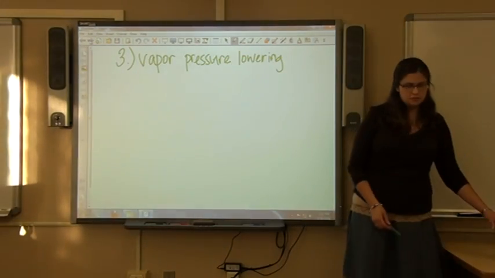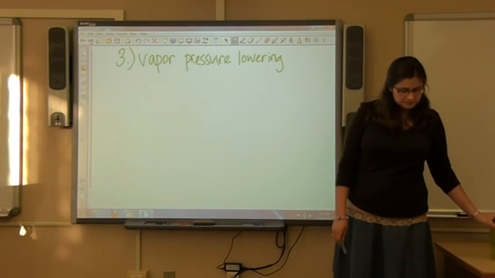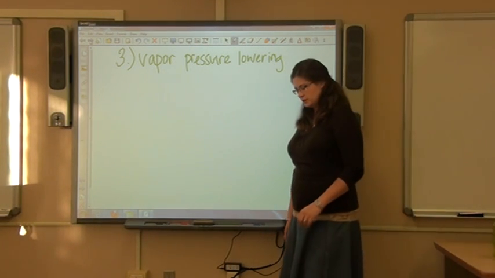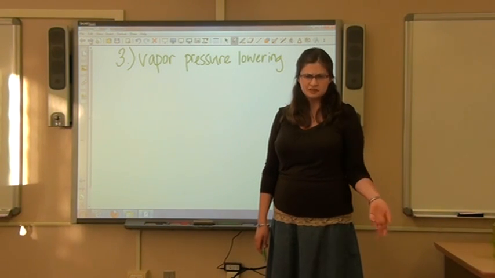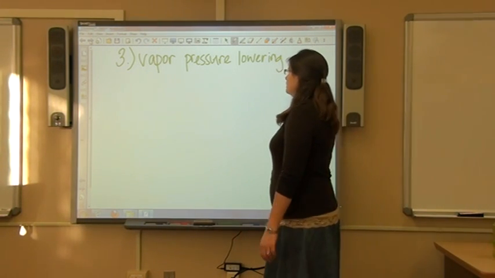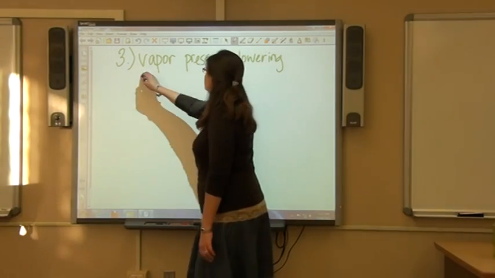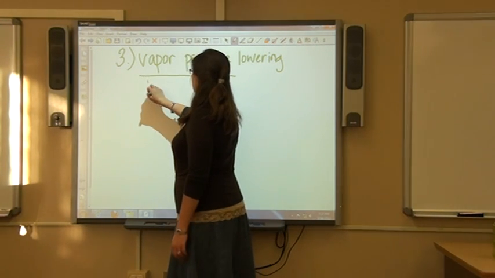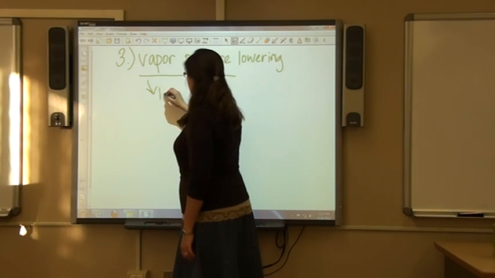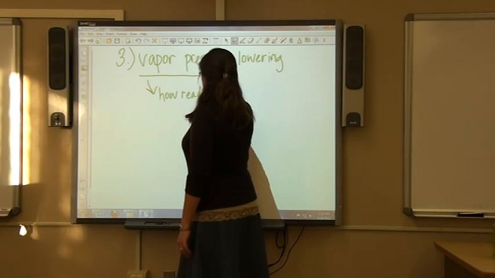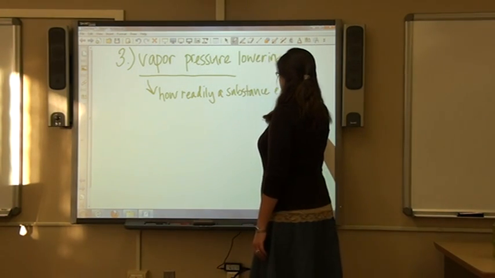The third colligative property is a little bit convoluted. It's more convoluted because it doesn't have as good of a real-world application as the first two properties have. Okay, so let's just define what vapor pressure means. Vapor pressure is basically the same as saying how readily a substance evaporates.